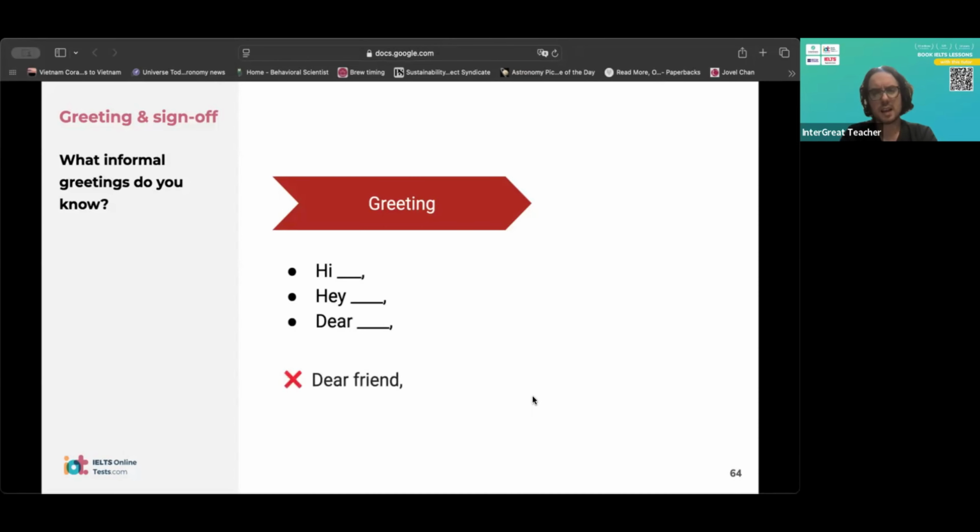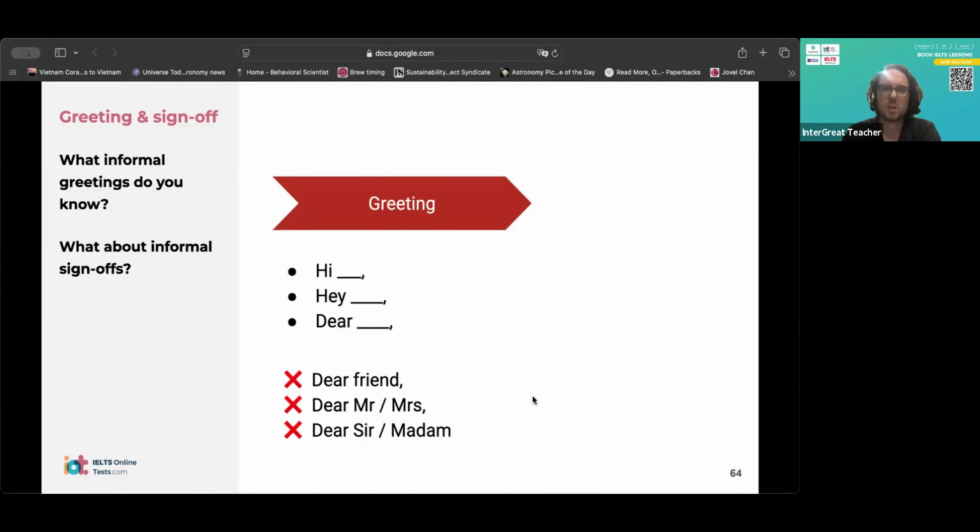Now we have our sign-offs, or we can call them our signatures, our salutations. Salutations can come toward the beginning. We have here hi, hey, and dear. But actually, dear is pretty formal, so you maybe don't usually use that with a friend or someone close. So you could go just with a simple hi or hello.